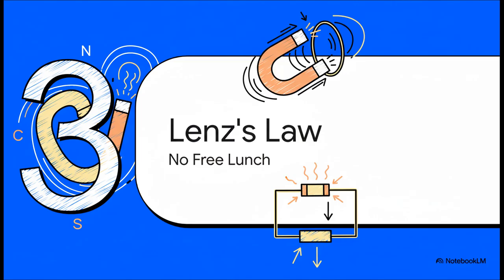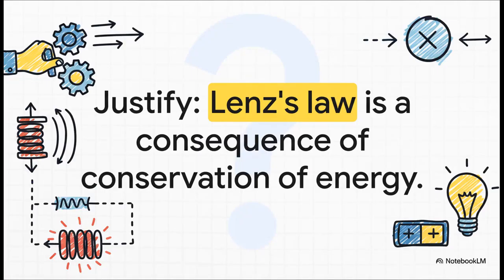Okay, first case up, let's put our new map to the test and use it to prove something really fundamental. That Lenz's law is basically just another way of stating the law of conservation of energy. And here's the kind of question you can expect, pulled right from a CBSE quiz. Justify. Lenz's law is a consequence of the law of conservation of energy. So what they're really asking you to do is connect this simple rule about current direction to one of the biggest, most important laws in all of physics.